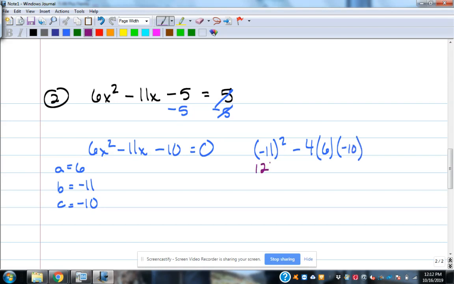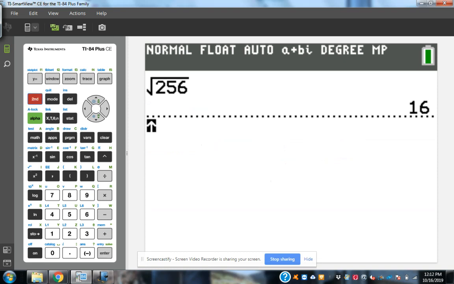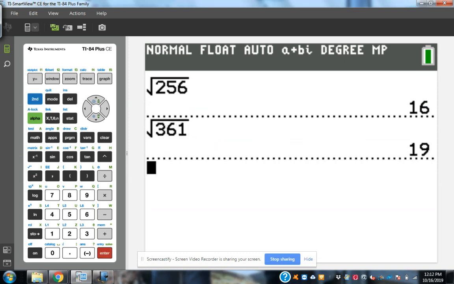That's going to be 121 plus 240, which is 361. That one I don't recognize as much because once you get past 15 or 16, I don't know them too much. So I would just go to my calculator and try the square root of 361. It happens to be a square number. I probably wouldn't have recognized that off the bat, because I don't have them memorized up that high.